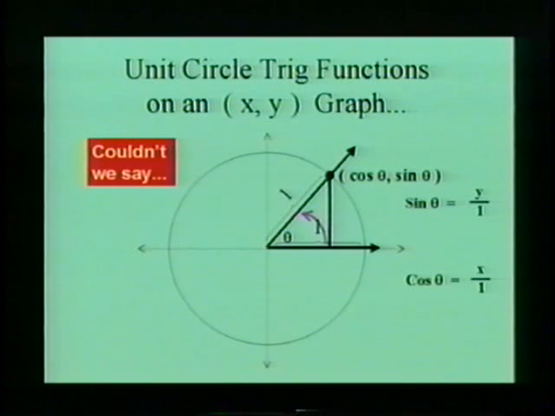Cosine of an angle, sine of an angle? Let's do that again. What is x, or x over 1? Isn't it the same as cosine? What is y? Y over 1 is the same as sine. So we could actually say that that is the point, cosine, sine. You could do it, believe it.